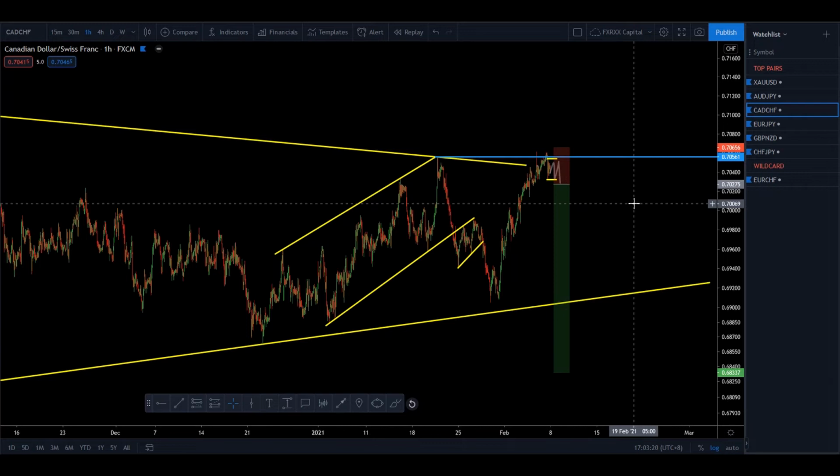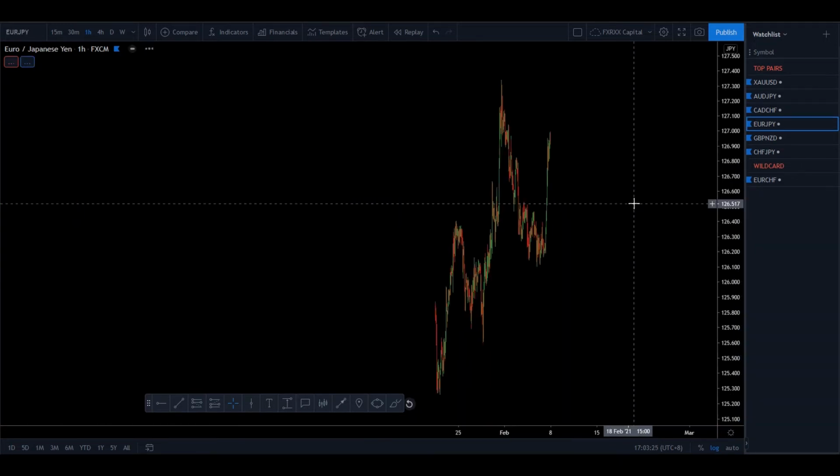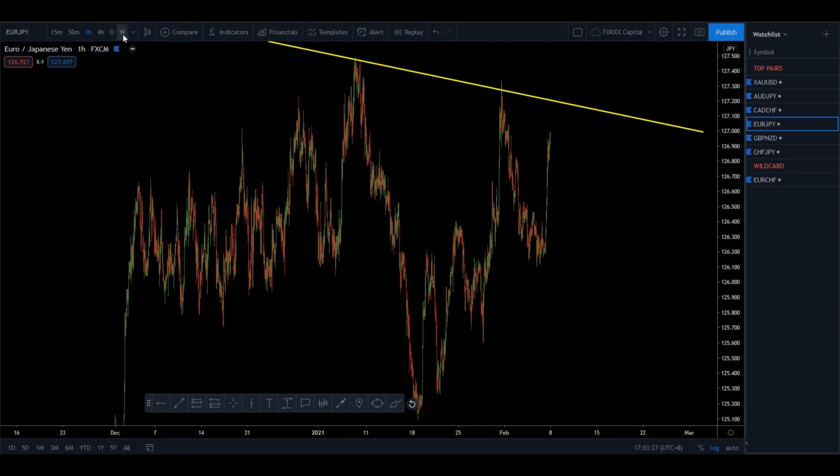So hopefully you guys stay in place and follow the trading plan, whatever you trade. Next we move to the fourth pair, which is Euro Japanese Yen.